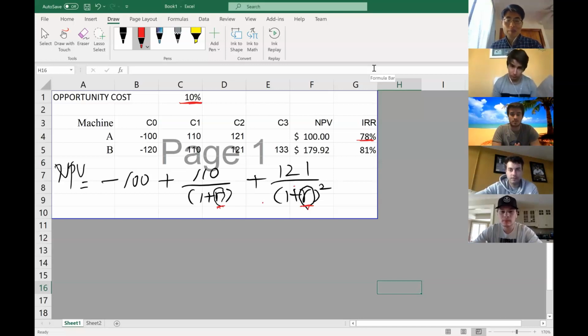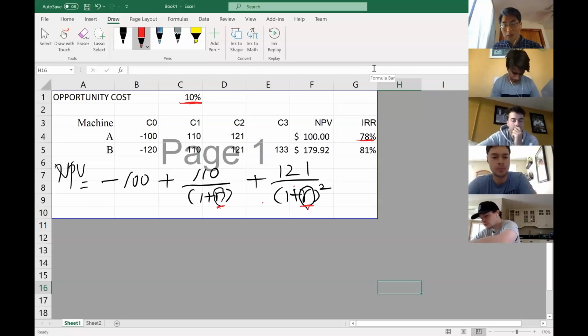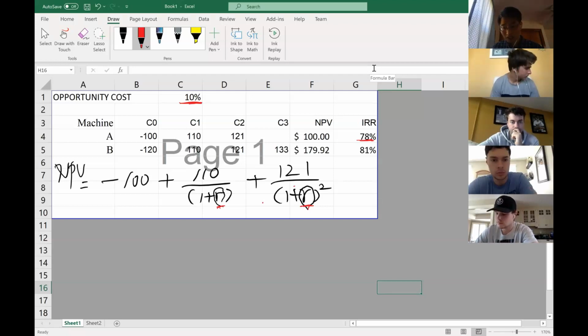And the payback period, it basically is the number of periods that you need to get your initial investment back, right? So, for example, in case of machine A, your initial investment is $100, right? And in year 1, the net cash inflow is 110. So the payback period is 1, right? In case of machine B, your initial investment is 120, and the cash inflow of machine B in year 1 is 110. So you have a longer payback period, right? So according to payback period, machine A is better than machine B because you will get your money back sooner.